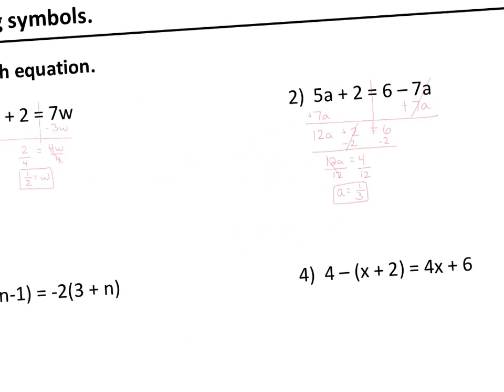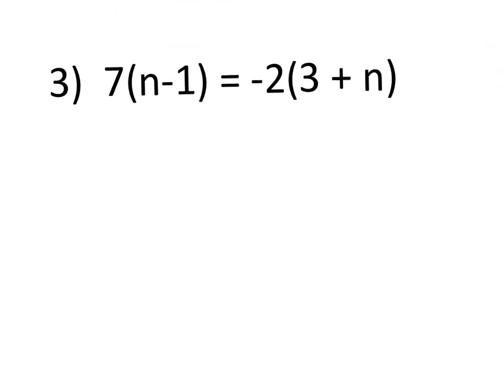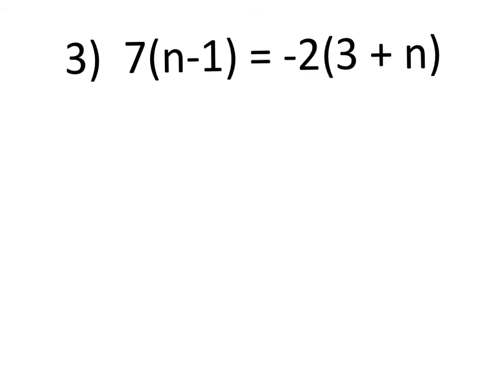All right, so let's take a look now at number 3. Anytime we have distributing involved, we need to take care of it first. So I'm going to start by multiplying the 7 through, and then I'm going to take the -2 through as well. So I've got 7n minus 7 equals -6, and then you can put plus negative or just -2n.